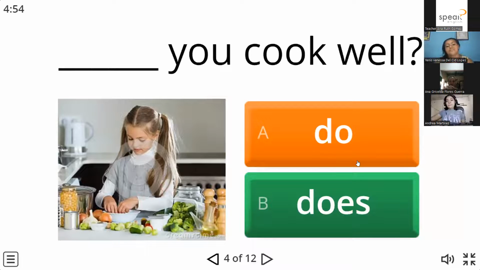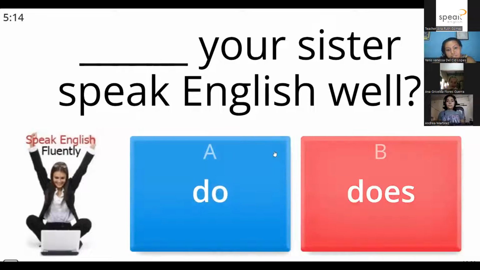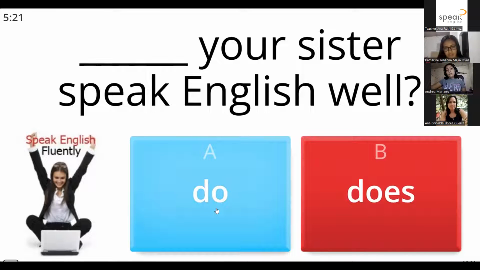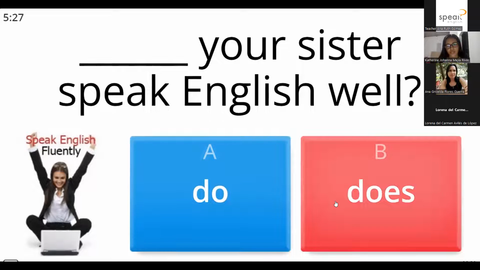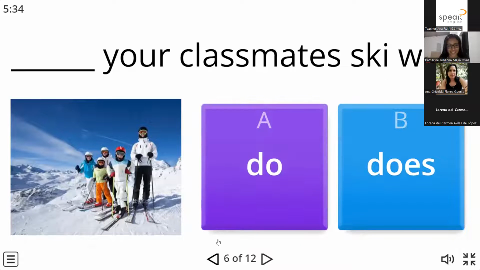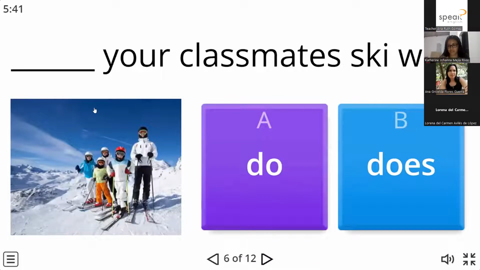Okay, what about the next one? Do. Option A. Very good. Do, option A, excellent. Okay, what about the next one? Do or does? What is the correct option here? Pay attention here. Letter A or letter B? Letter B. This is the correct one, does. Don't pay attention to that, because that's your sister. Okay, what about here?